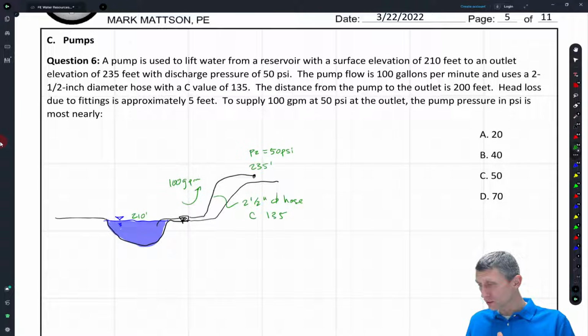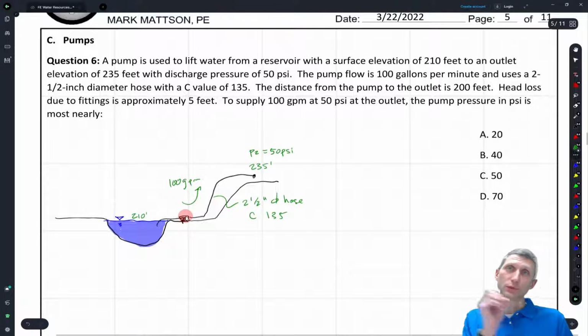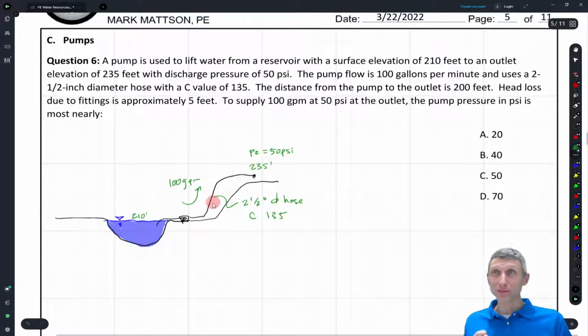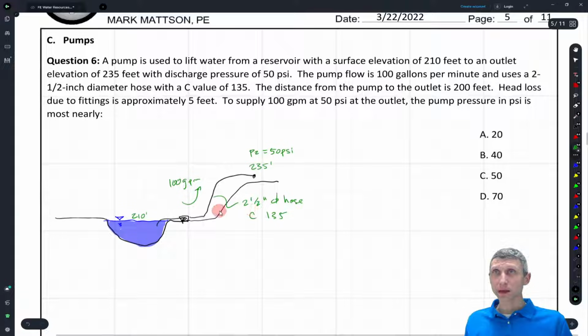So this is where we're starting, and basically what we want to do is supply 100 GPM at 50 psi up at this point. What pressure do we need at this pump? So what pressure are we outletting at this pump in order to get to 50 psi up here? We have some elevation head to deal with, and we're going to have some friction losses in the 2.5-inch diameter hose. That's typically a hose used in firefighting applications, for example, or agricultural applications, for sure.